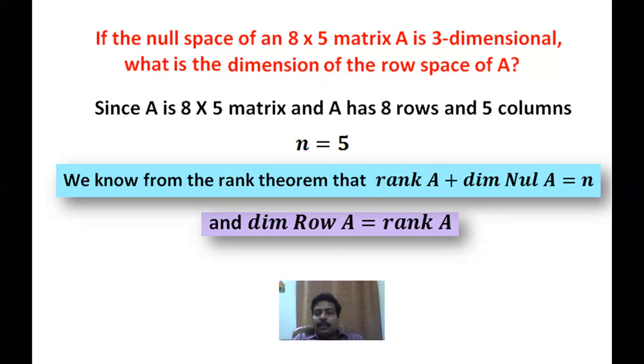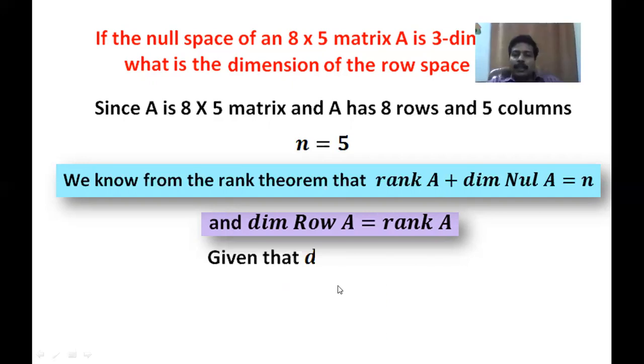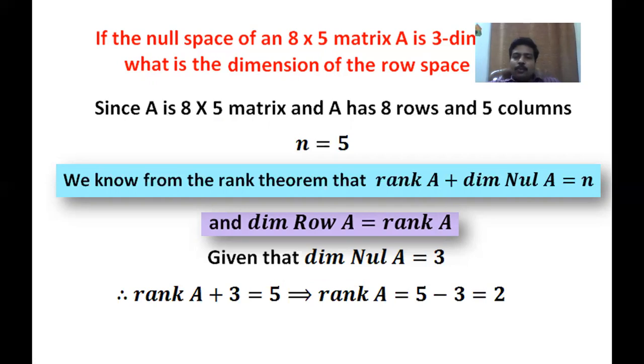So in this equation, we know the value of dimension of null A, which is given as 3, and we know the value of n. So we can easily find out the value of rank of A. That is 5 minus 3, which is 2. So since the rank of A is 2, dimension of row space is also 2.